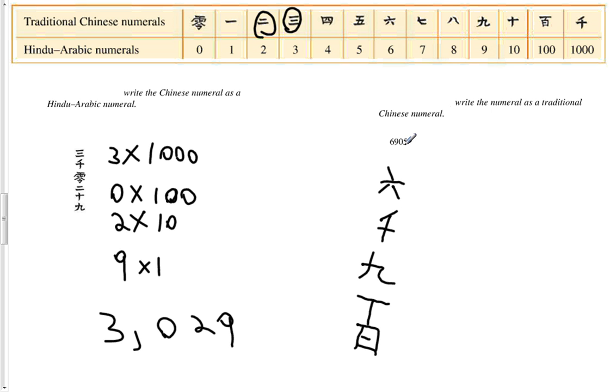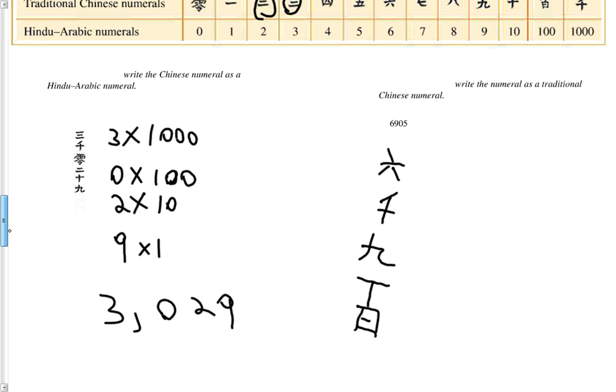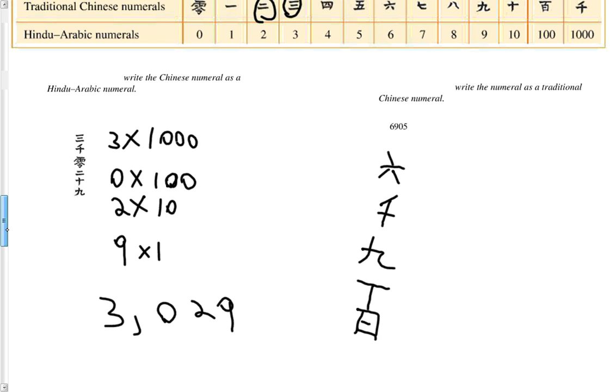And then 0 tens. So the numeral for 0. Let's see if I can get it. The numeral for 0 is this thing here, and then these little things down here. I think I have it there. So that would be the numeral for 0. There are 0 tens. And then 5 ones.